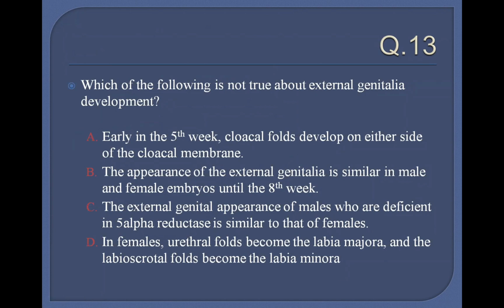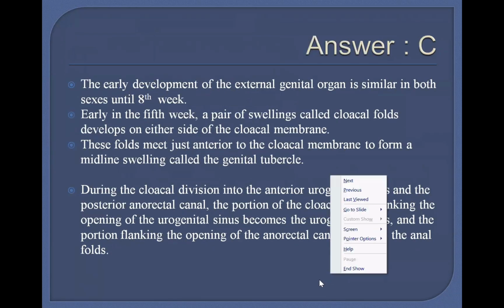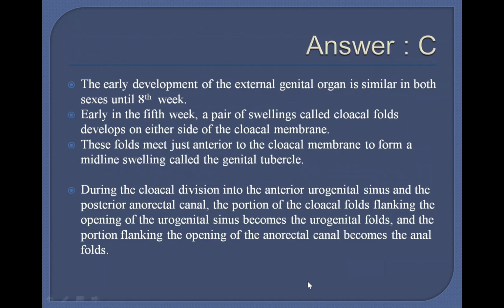Other options are correct. Early in the 5th week, there is a pair of swellings called cloacal folds, which will develop on either side of the membrane. These folds will meet anterior to the membrane to form a midline swelling called the genital tubercle. And the early development of the external genital organ is similar in both sexes, until about the 8th week. That option was correct.